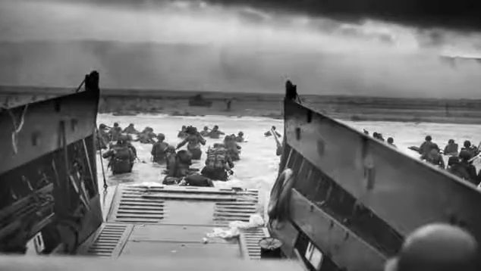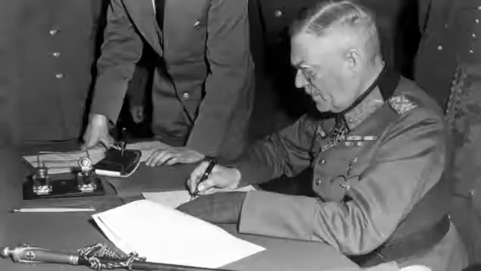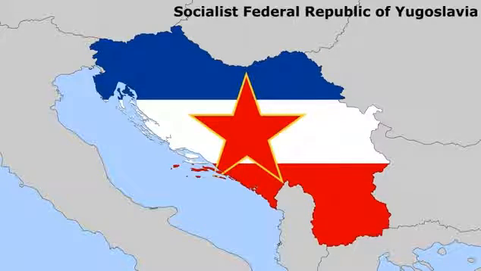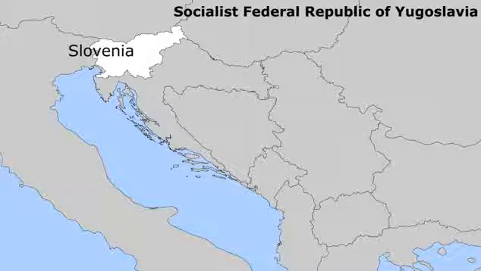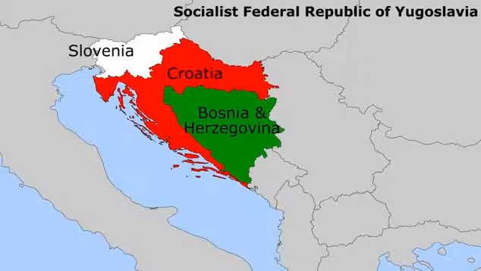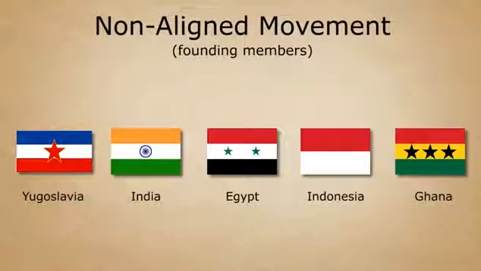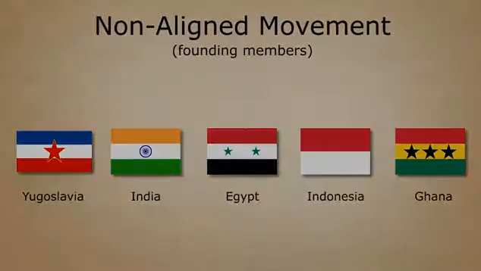In 1945, after the Allied victory in World War II, Yugoslavia was re-established, this time as a socialist state, a federation of 6 republics: Slovenia, Croatia, Bosnia and Herzegovina, Serbia, Montenegro and Macedonia. After initially siding with Josip Stalin and the Soviet Union, Yugoslavia remained neutral throughout the Cold War, and even went on to become one of the founding members of the non-aligned movement.